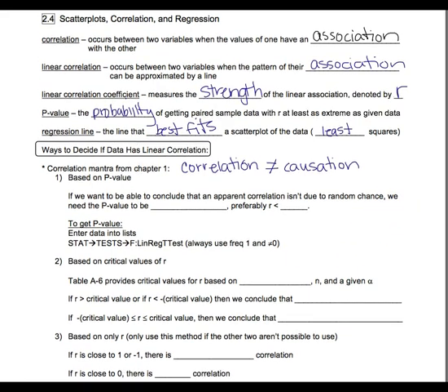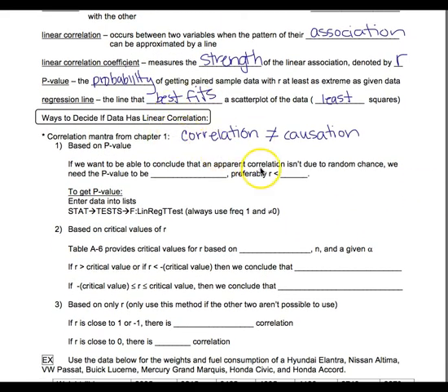So just because we decide that data has linear correlation or does not have linear correlation, that has absolutely nothing to do with causation. We need different types of data for that. So there are going to be 3 ways that you are going to be asked to decide if data has linear correlation. So make sure that you pay attention to the directions for which way they specifically want you to do it.